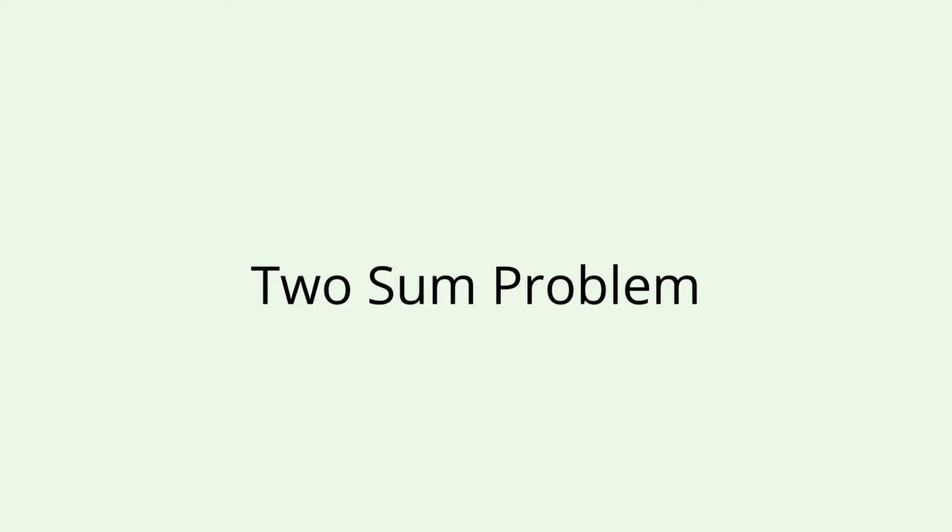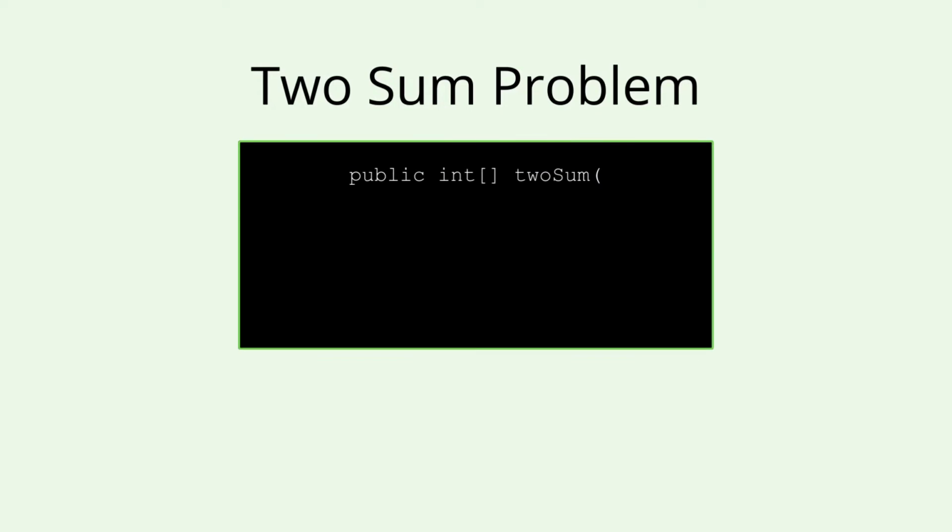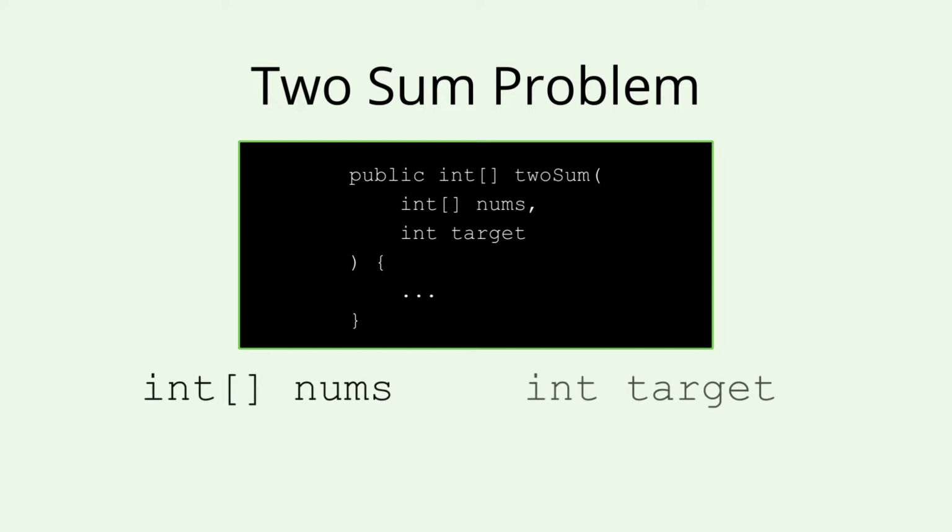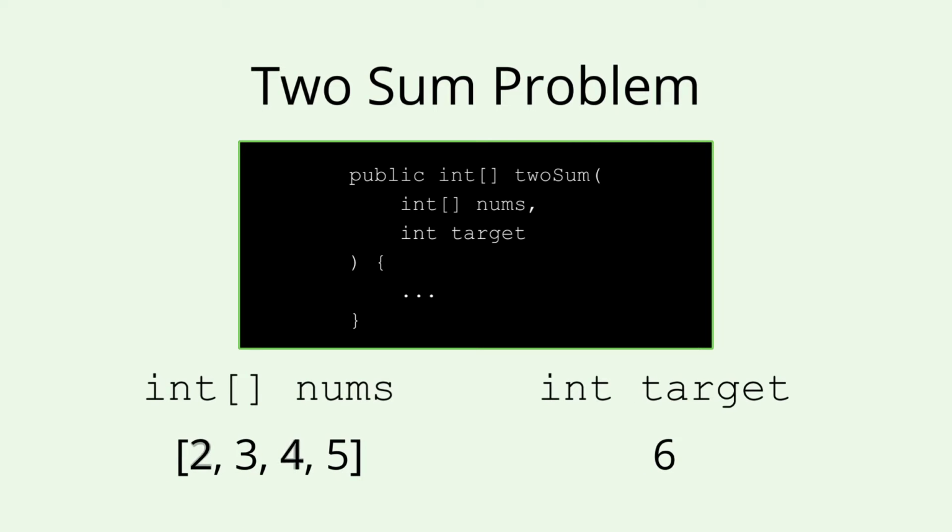The two-sums problem is the following. I receive an array of numbers as an input parameter, and as a second input parameter I receive a target value. The question is: find the two numbers in the array that sum to the target value.